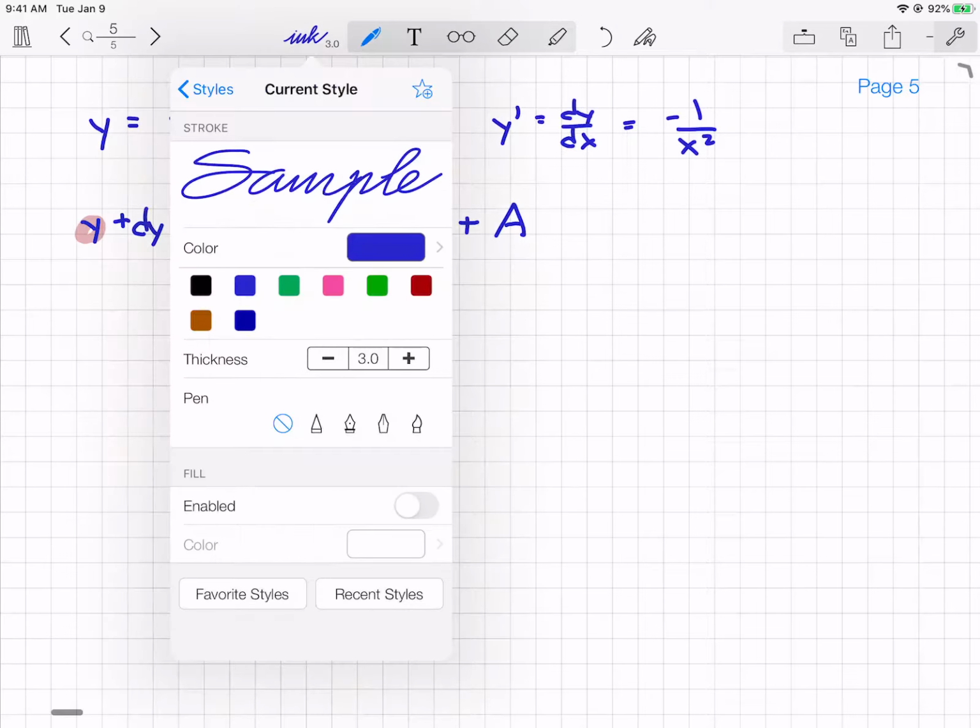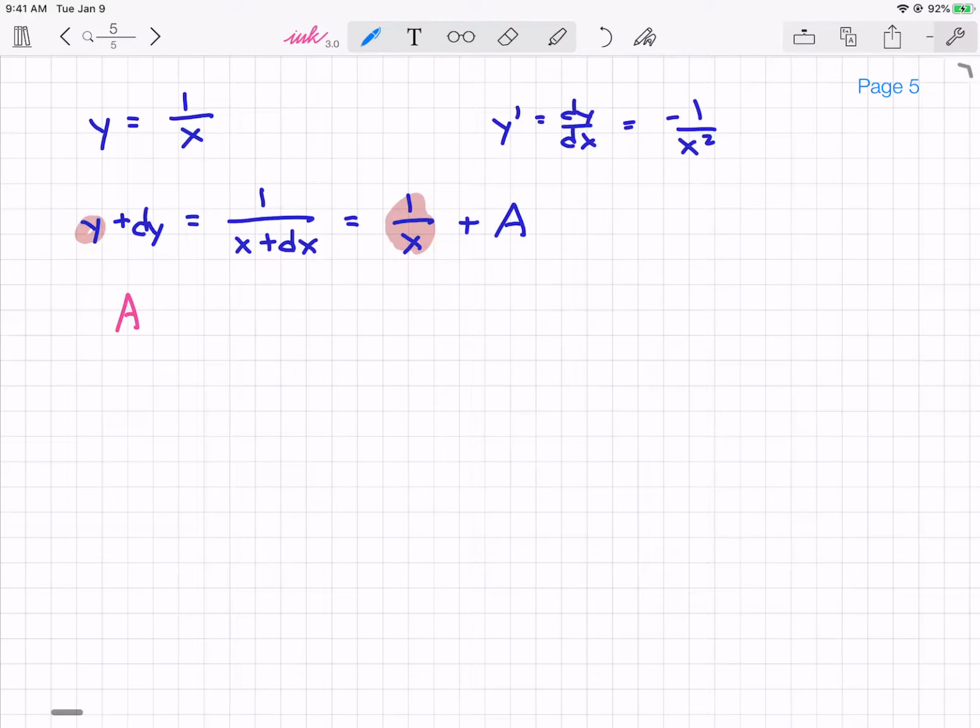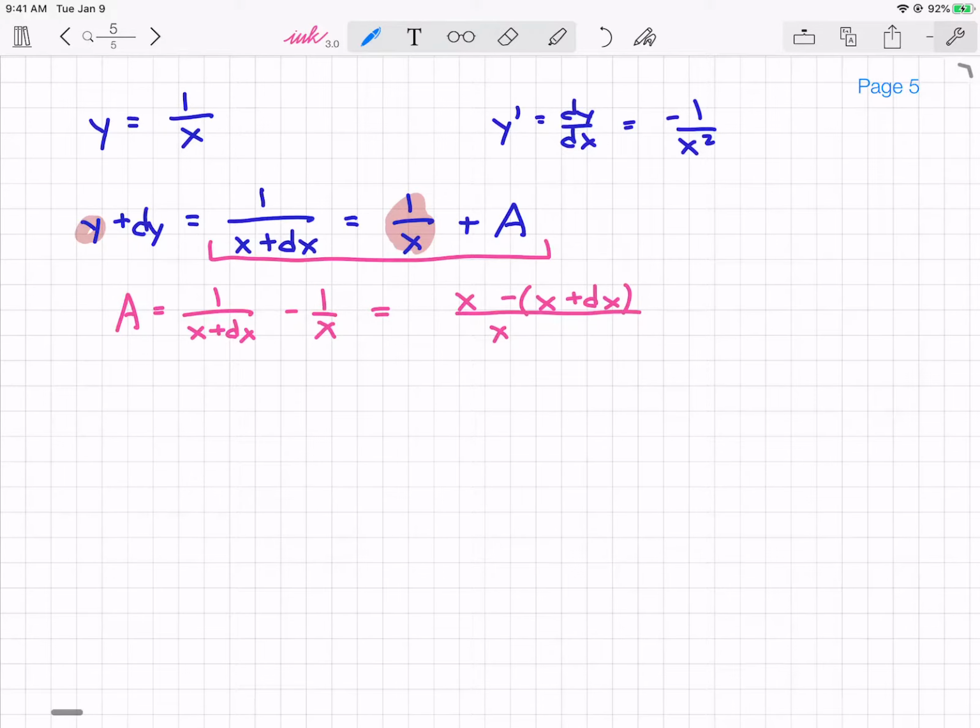So then what is this a? Well, let's switch colors to figure out what this a is. So a is going to be equal to 1 over x plus dx minus 1 over x. I'm just focusing on this part of the equation right here. So I've subtracted the 1 over x to the other side. Now I've got to get common denominators, which means I'm going to have x minus x plus dx all over x times x plus dx. Okay, so that's what a is, which if I simplify it, is simply negative dx over x times x plus dx.